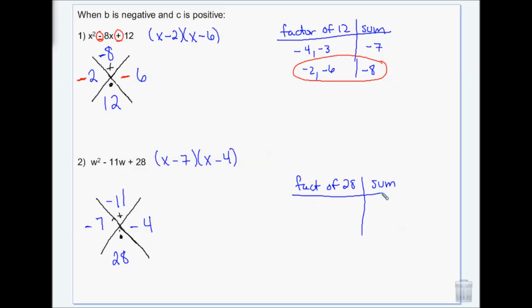Okay, guys. So factors of 28, if the big giant X didn't work, we could start with 2 and 14, which would have given me 16. And then I might go, okay, 4 and negative 7, which would give me negative 11.